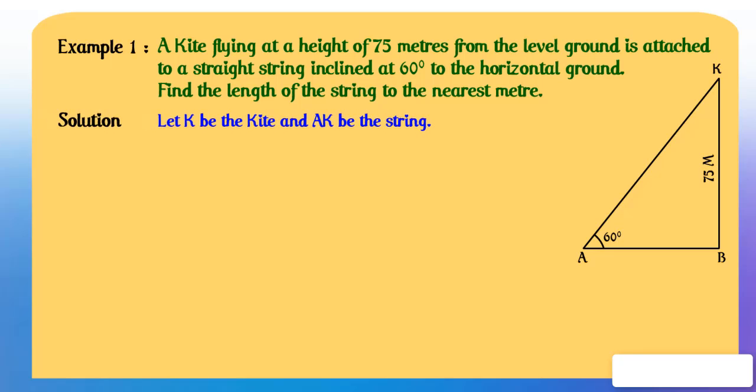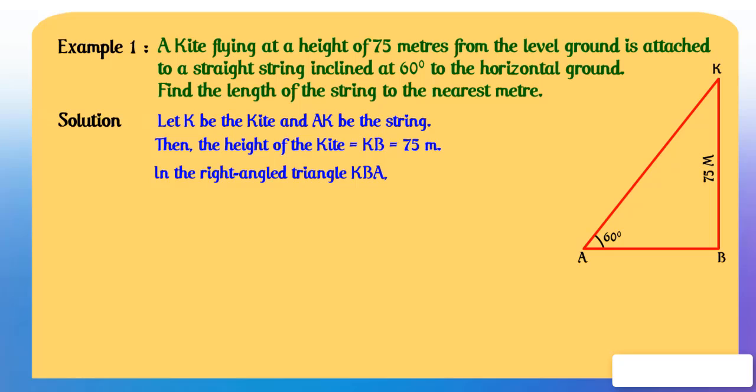Let's solve this. Let K be the kite and AK be the string. Then the height of the kite is equal to KB is equal to 75 meters. In the right angle triangle KBA, KB by AK is equal to sine 60 degrees, which is equal to root 3 by 2.